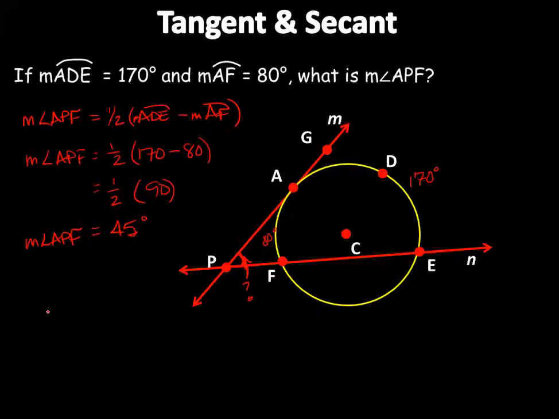So notice when I'm trying to figure out the measure of these angles, whether it's two tangents, a tangent and a secant, or two secants, I'm always taking the intersecting arcs, adding them together, and dividing by 2. All right, that's how it works every time.